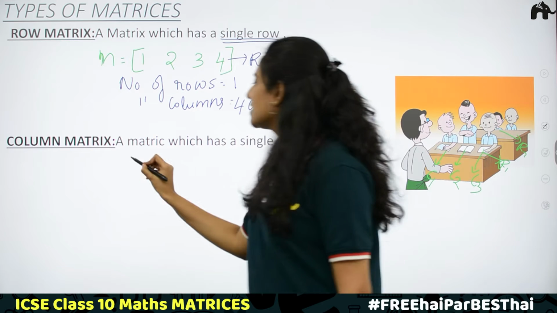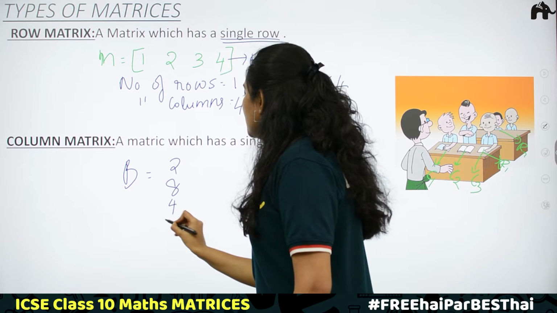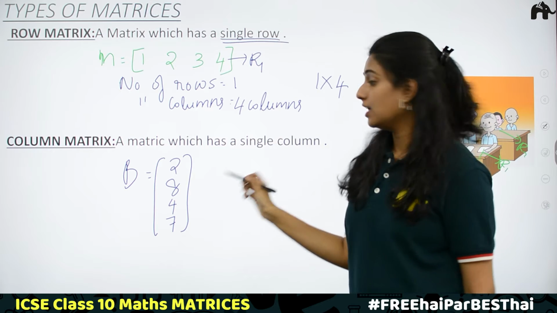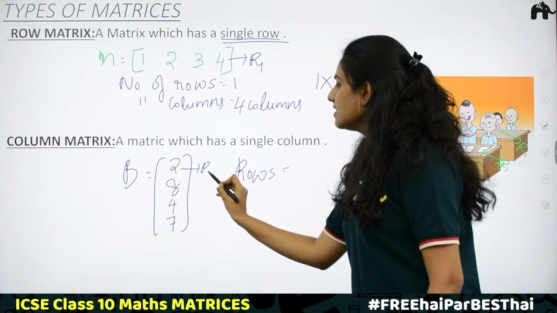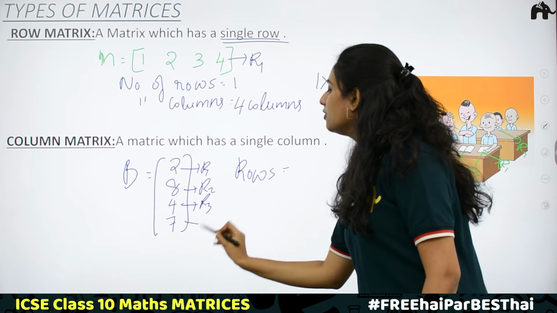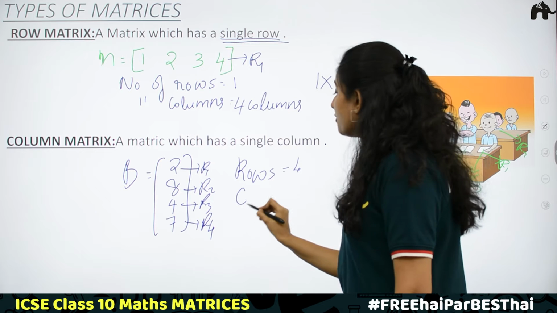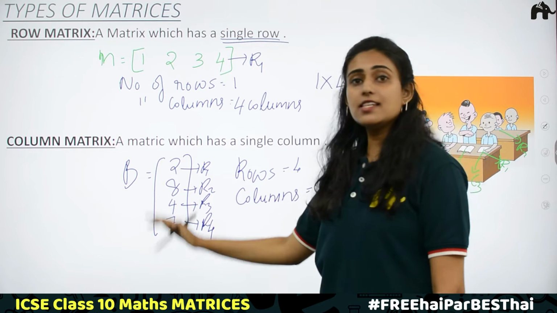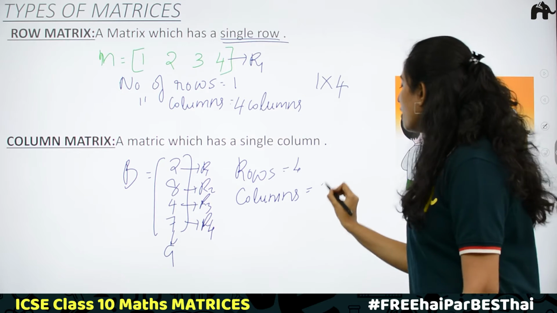We are taking another matrix B. B is equal to 2, 8, 4, 7. In this case, what are the number of rows? Rows is equal to first row R1, second row R2, third row R3, fourth row R4. We have 4 rows. What about the number of columns? Number of columns is equal to, there is only a single column in this case, C1. Yes? So, here the number of columns is 1.